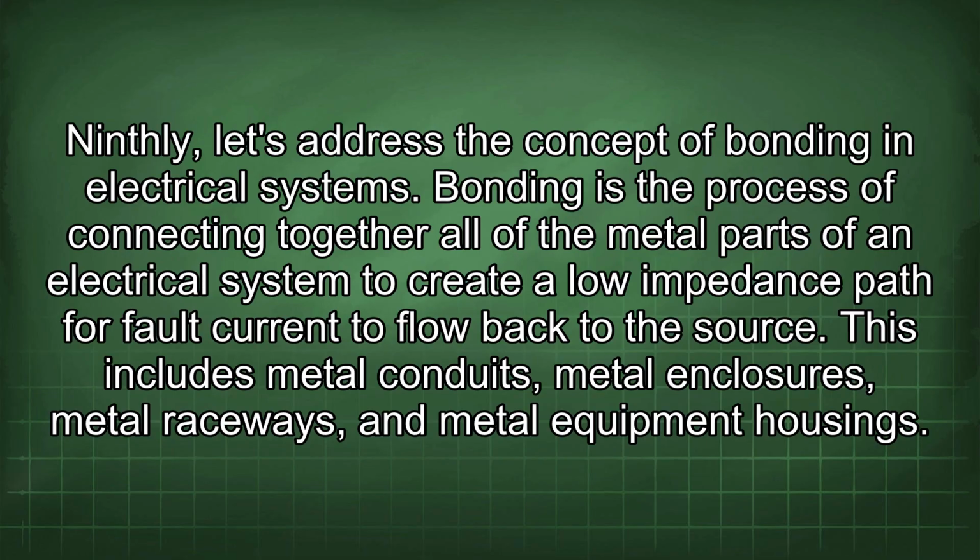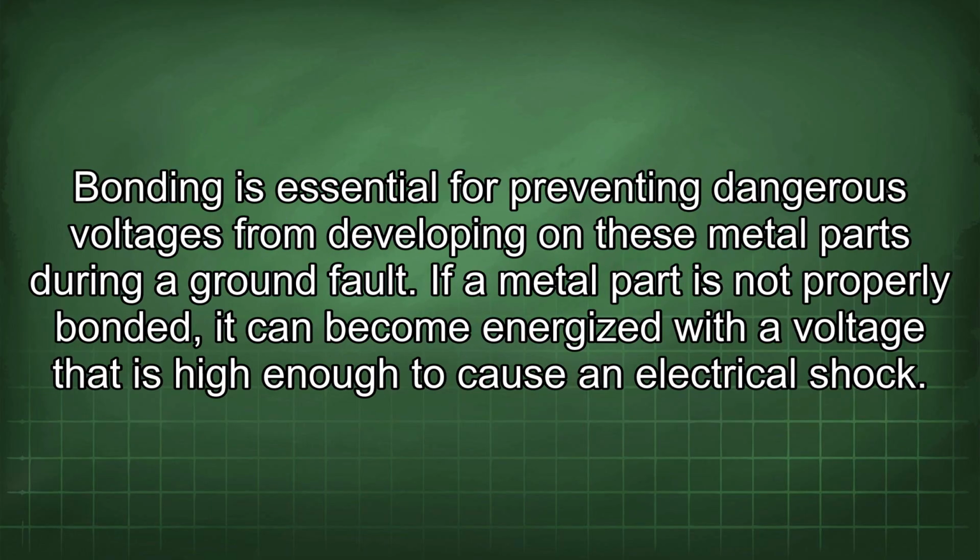Ninthly, let's address the concept of bonding in electrical systems. Bonding is the process of connecting together all of the metal parts of an electrical system to create a low impedance path for fault current to flow back to the source. This includes metal conduits, metal enclosures, metal raceways, and metal equipment housings. Bonding is essential for preventing dangerous voltages from developing on these metal parts during a ground fault.